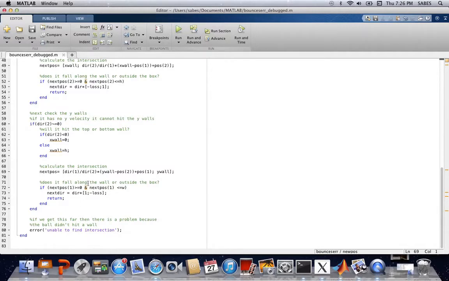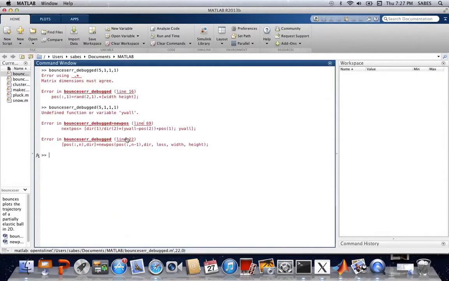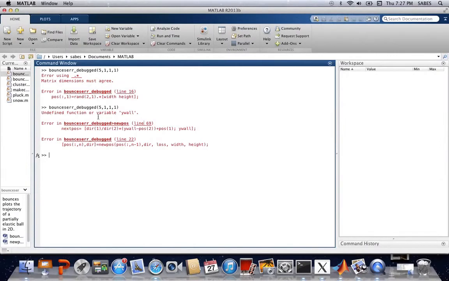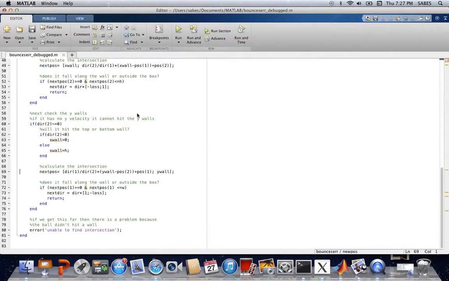So with this, we go back and we see that we had this error about y wall in line 69. So we go to line 69 and we see there is a y wall, and it says undefined function or variable y wall. So that's interesting, and one thing to use is the search feature of the editor that you are using.